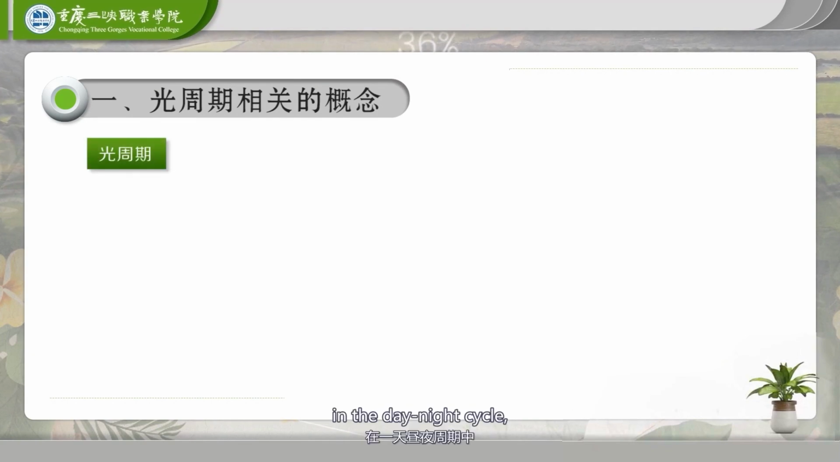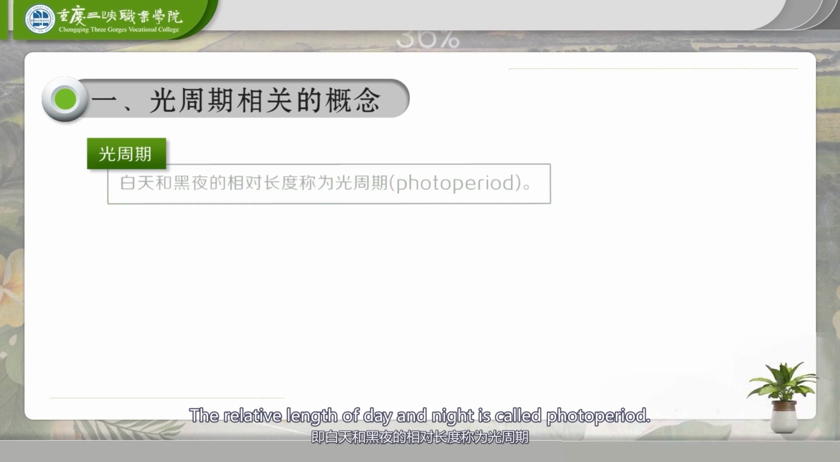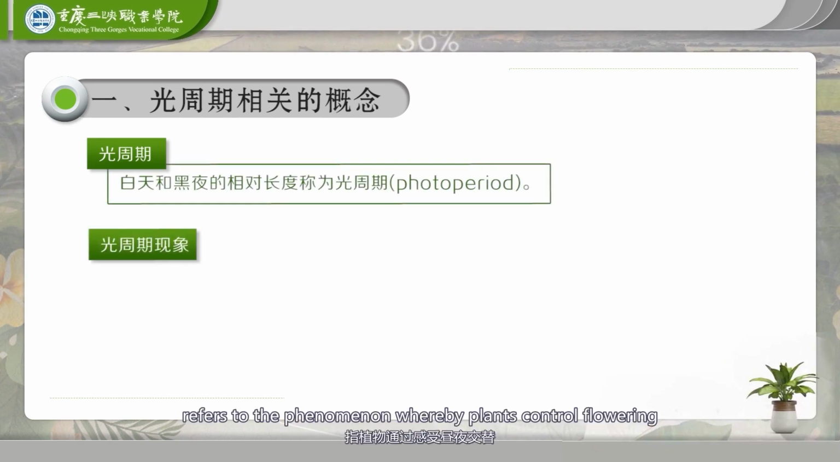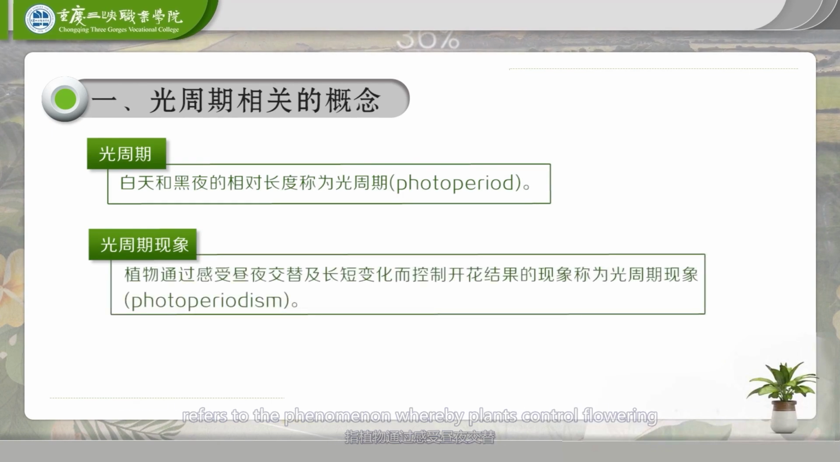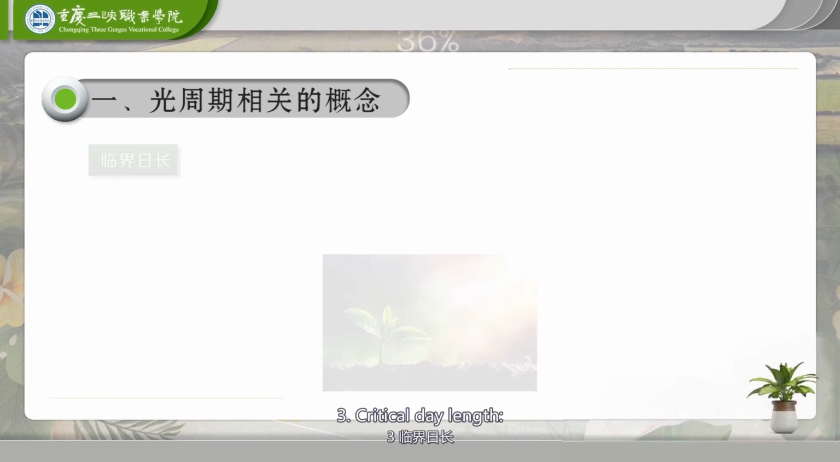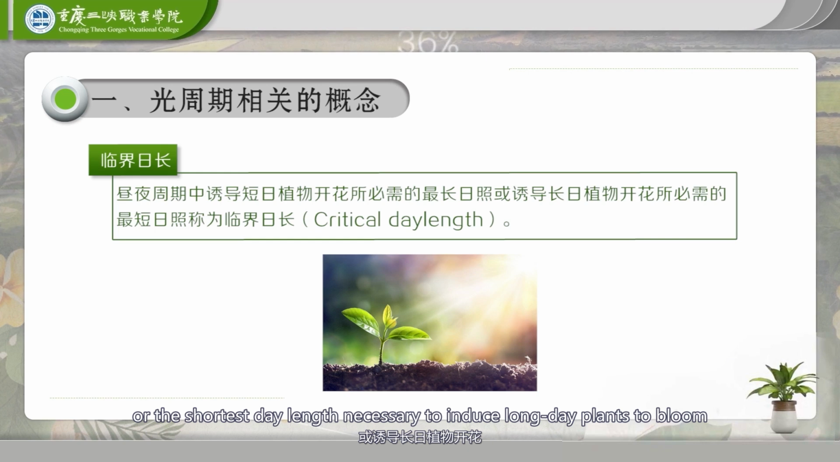1. Photoperiod. In the day-night cycle, the alternating lengths of the light period and the dark period. The relative length of day and night is called photoperiod. 2. Photoperiod phenomenon refers to the phenomenon whereby plants control flowering by sensing the alternations of day and night and their relative length changes. 3. Critical day length refers to the longest day length necessary to induce short day plants to bloom, or the shortest day length necessary to induce long day plants to bloom in the diurnal cycle.